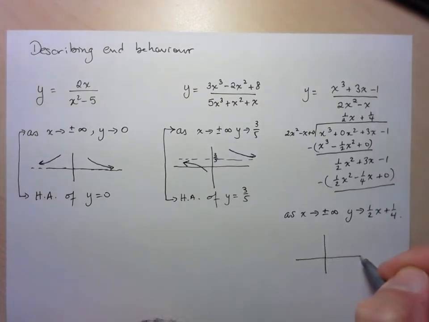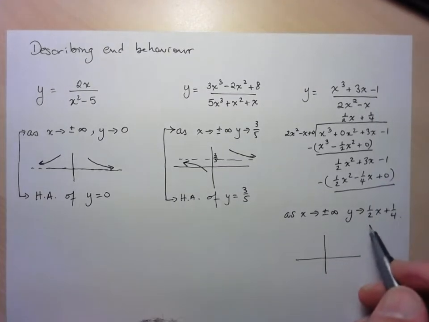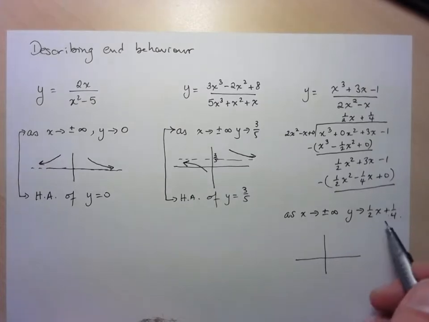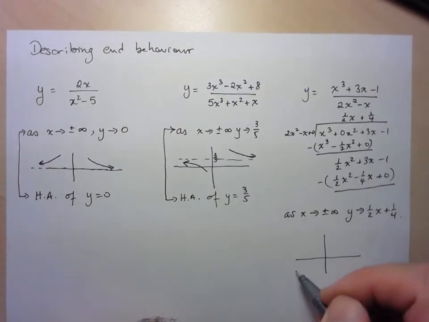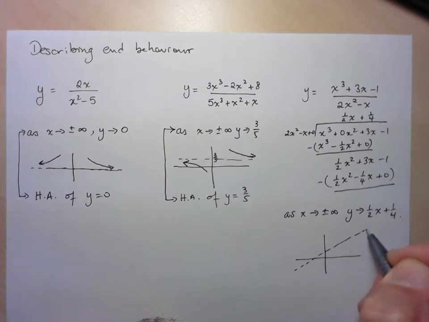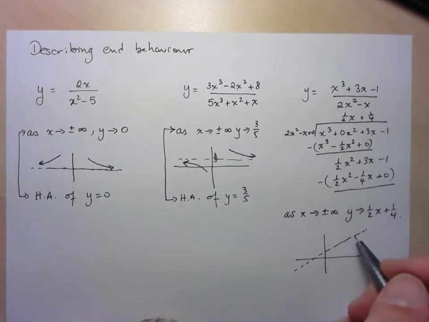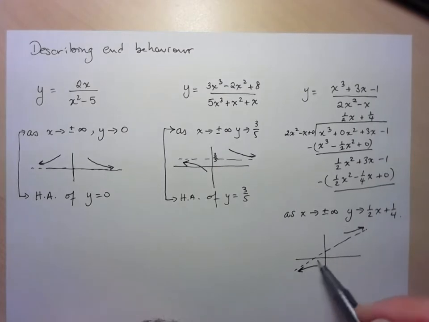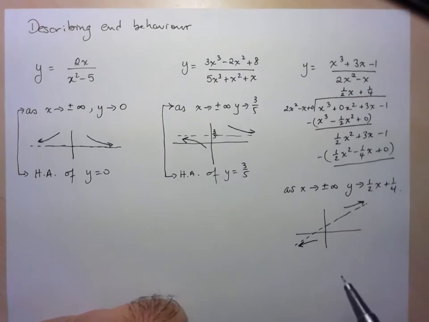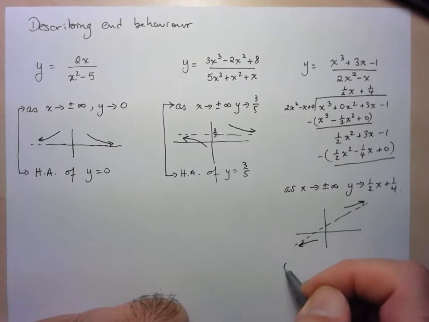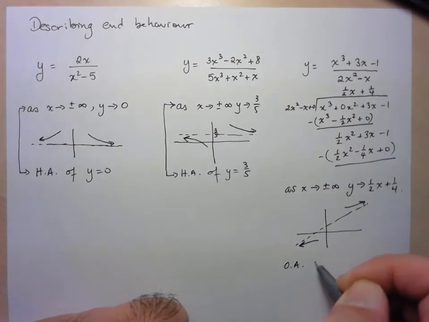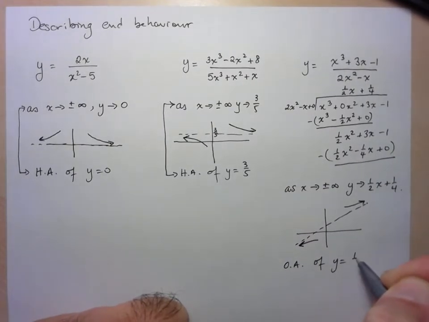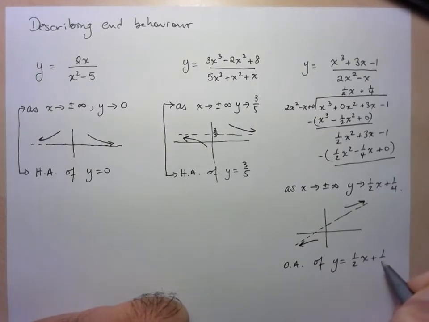Okay, so what does that mean? That means that, well, 1/2 x, so positive slope, quarter y-intercept, so it's going to be some line that looks like this, and that means that the function at some point is going to be approaching that line. In other words, this is going to be a linear oblique asymptote. So another way of describing the end behavior is to say that this function has an oblique asymptote of y equals 1/2 x plus 1/4.